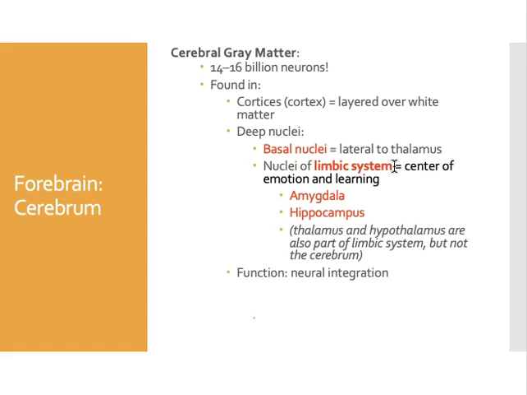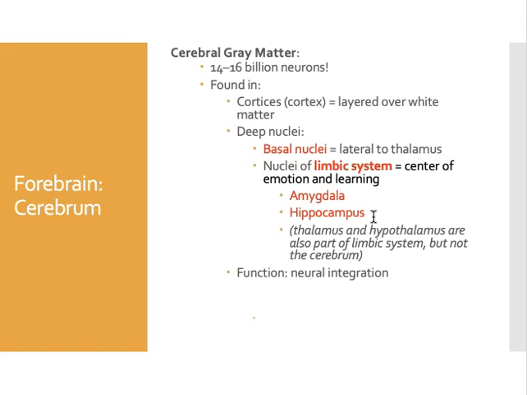And it's composed of 4 different deep nuclei. 2 of those deep nuclei are part of the cerebrum. Those are called the amygdala and the hippocampus. The other 2 parts of the limbic system are the thalamus and the hypothalamus. But remember, the thalamus and the hypothalamus are not part of the cerebrum. They're their own separate structures.